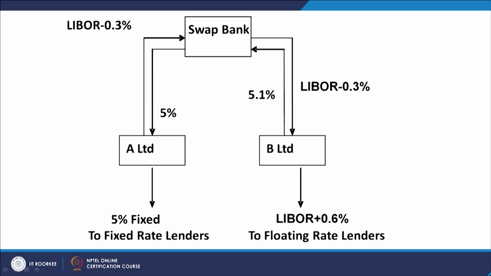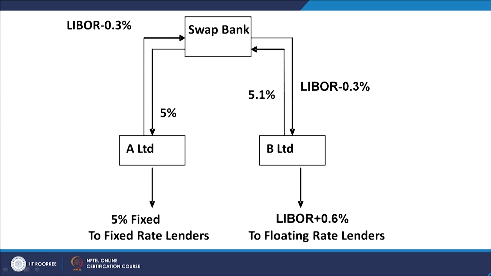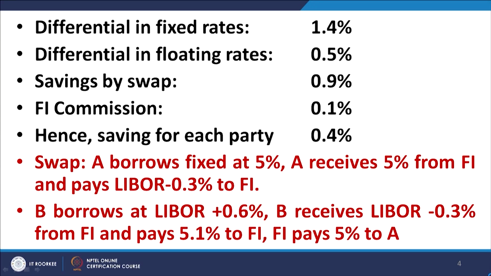The differential in fixed rate is 1.4%, as you can see from here, 5.0% and 6.4%. The differential is 1.4% in the fixed rate markets. The differential in the floating rate markets is only 0.5%. So, that is important, that is worth noting. Therefore, the gain that would be achieved from the swap will be equal to this minus this, that is 1.4% minus 0.5%, that is 0.9%.